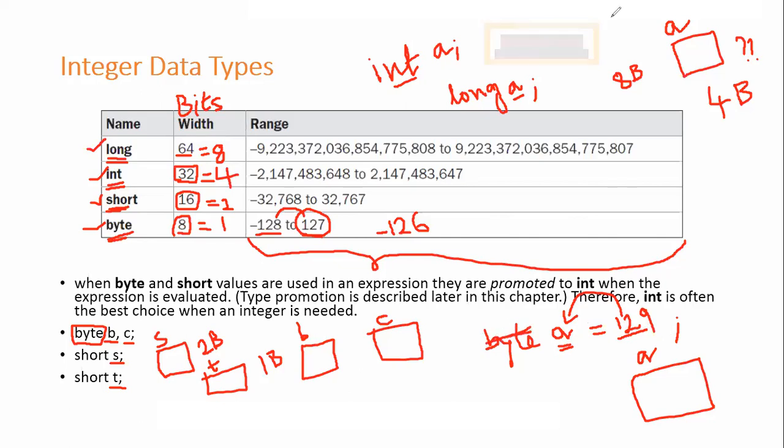Instead of byte, I should replace byte. Let me erase this. You should not use byte. So instead of byte, what should you use? You should use short. Short a equal to 129. Is it right? What is the range of values it can take?